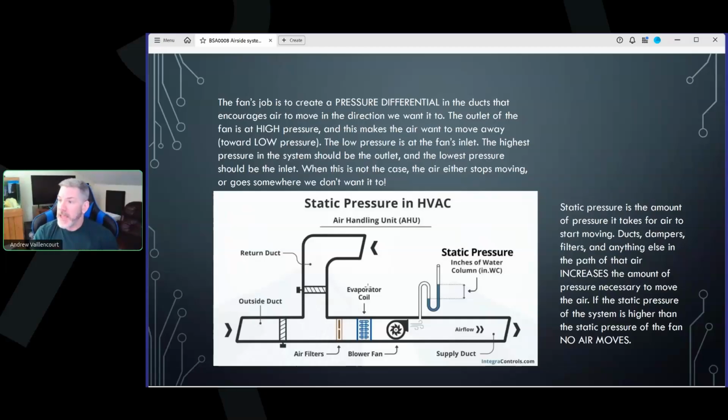The low pressure is at the inlet, the highest pressure will be at the outlet. When this is not the case, when the highest pressure in the system is not at the outlet of the fan, the air stops moving. If the lowest pressure in the system is not at the inlet of the fan, then the air will not return to the fan. It will go to wherever the low pressure is.